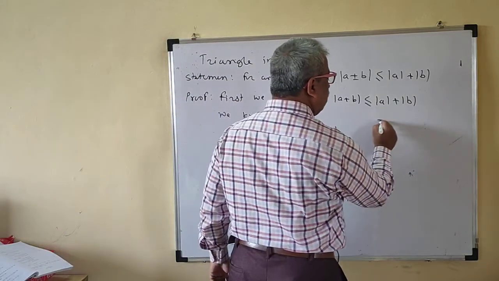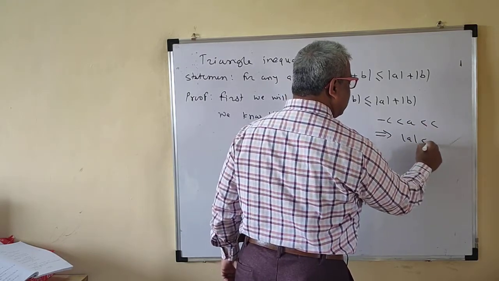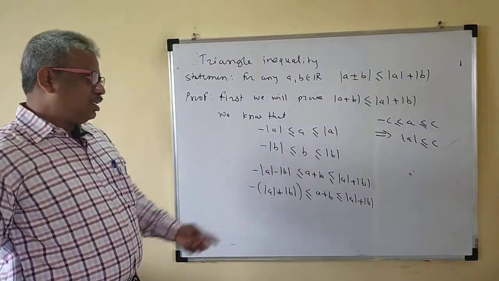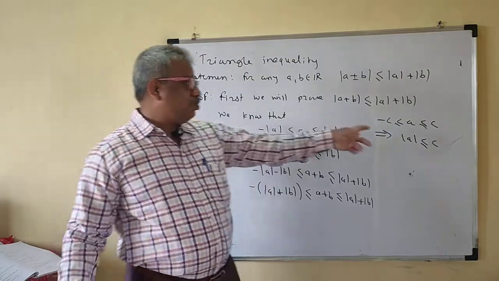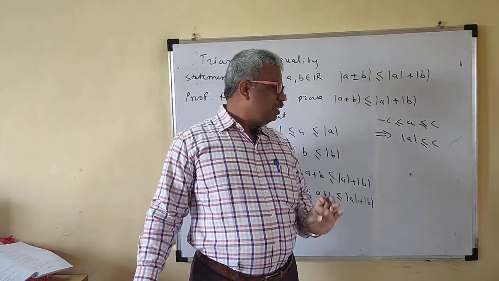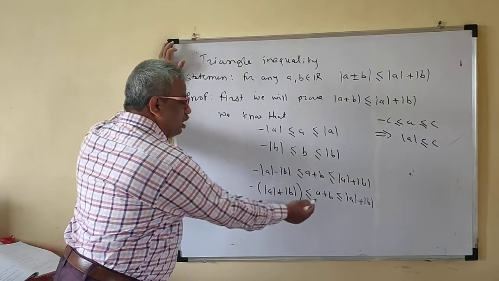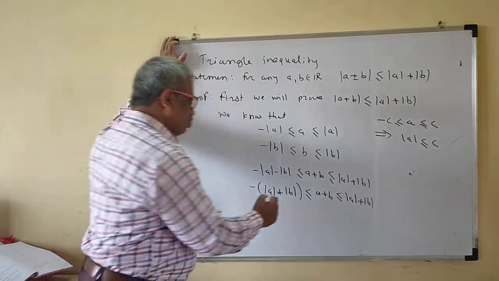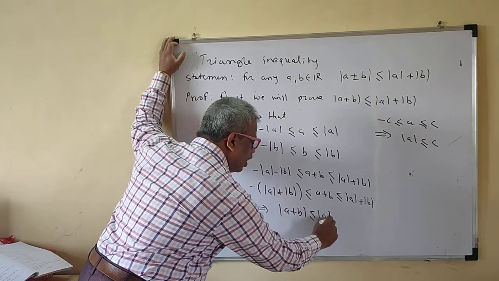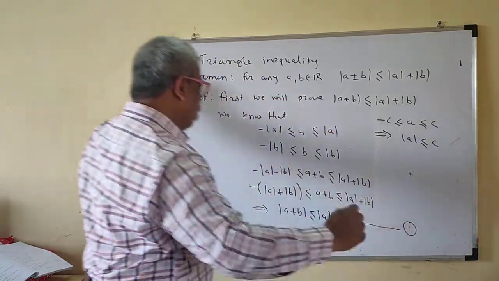So we have seen that minus c less than or equal to a less than or equal to c implies that mod a is less than or equal to c. This is known to you, we have just seen this. So we will apply that property here. Now this is your c, this is your a, and this is your c. So we write this implies that mod of a plus b is less than or equal to mod a plus mod b, and we will call this 1.